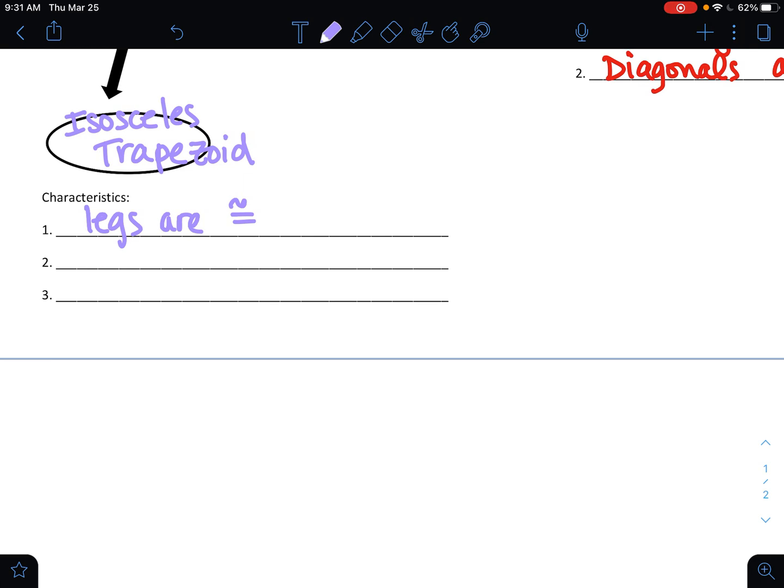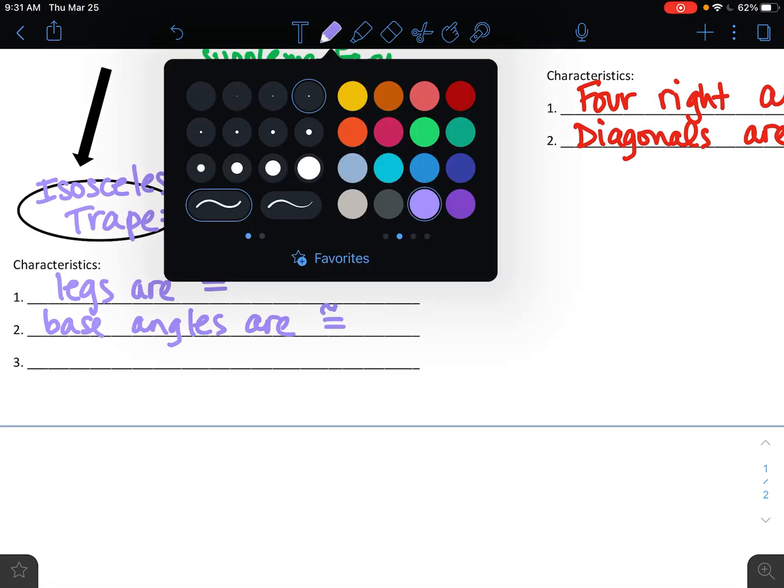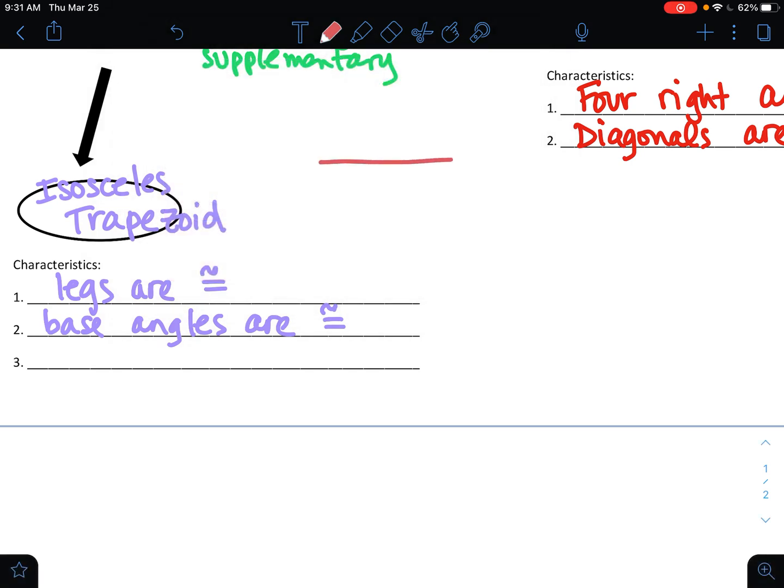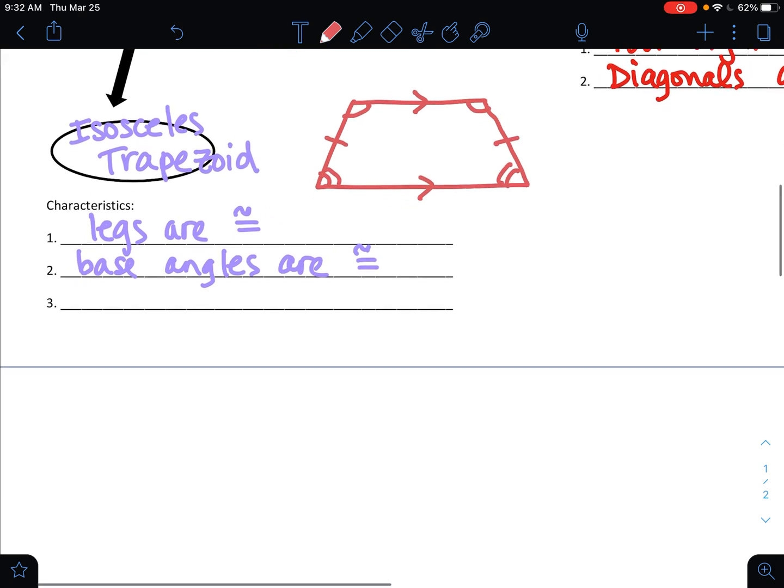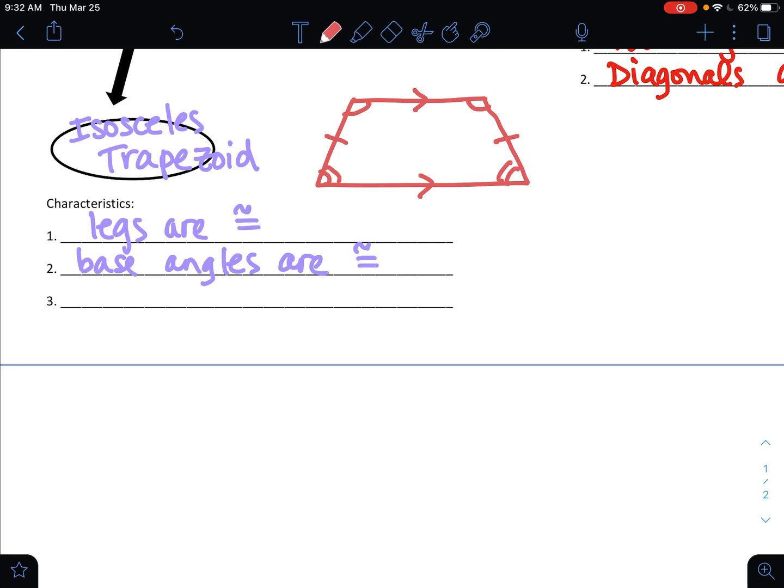And I'm going to use the congruent symbol. Legs are congruent. Then the base angles are congruent. I'll go ahead and draw just another real quick picture here. Isosceles trapezoid, parallel, legs are congruent, base angles are congruent. And then the last property is about diagonals.